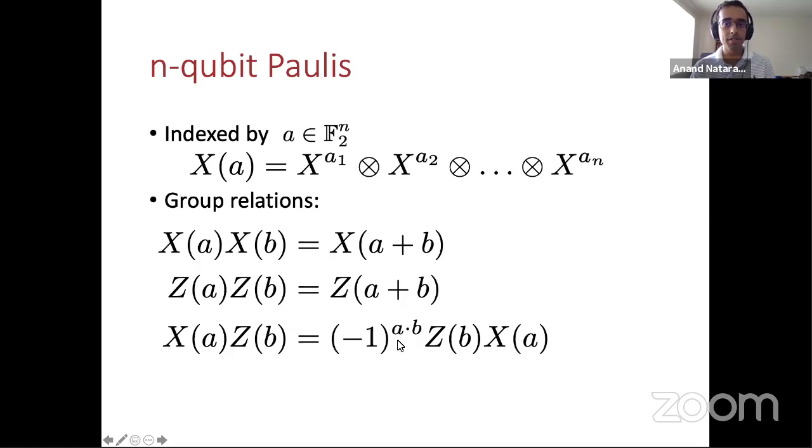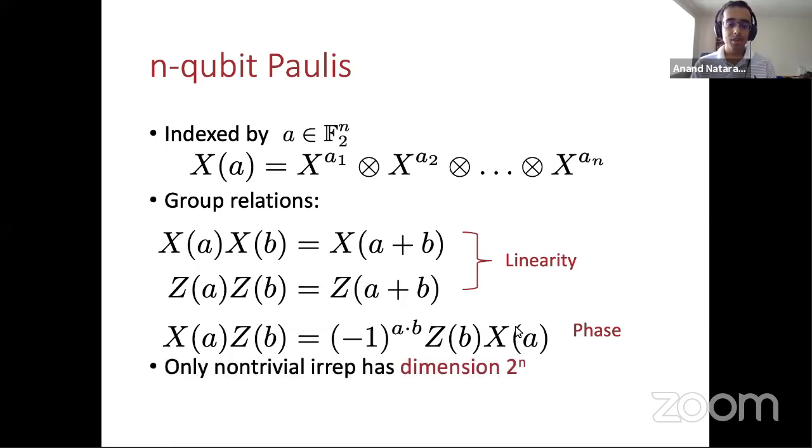-1 to the inner product of a dot b, essentially because you get a phase from anti-commuting a Z and an X whenever a and b are both 1 on a given location. So these are the relations of the Pauli group, and I'm going to give them names. I'm going to call the first 2 relations the linearity relations, and the last one the phase relation.